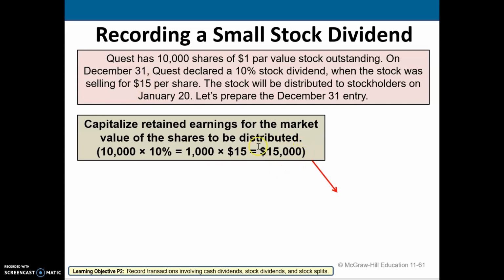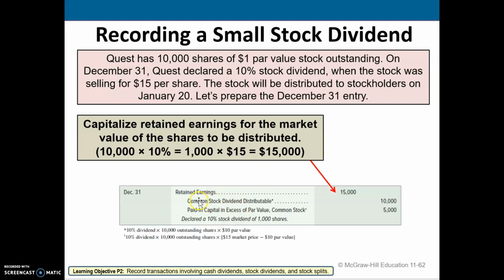So that's the amount of the dividend. That's the amount that's going to come out of retained earnings. And since we're not giving out cash, we're giving out shares of stock, that 15,000 is going to go into either common stock or paid in capital. So we can see the retained earnings gets debited for 15,000. That's the amount that comes out of retained earnings. We're not issuing the shares today. Okay? They're going to be distributed next month.